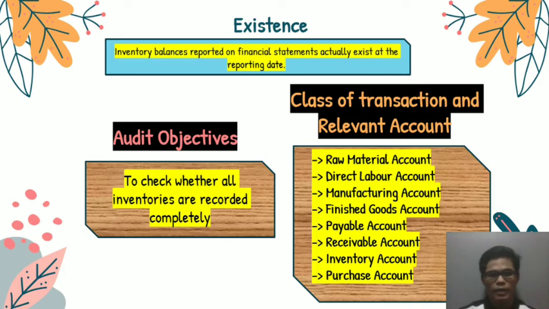For the audit objective, the auditor wants to check whether all the inventories are recorded completely. And the classes of transaction and relevant accounts required are raw material account, direct labor account, manufacturing account, finished goods account, payable account, receivable account, inventory account, and the last one is purchase account.